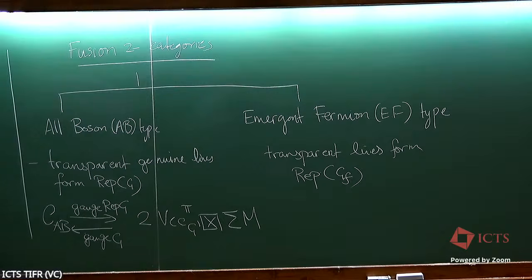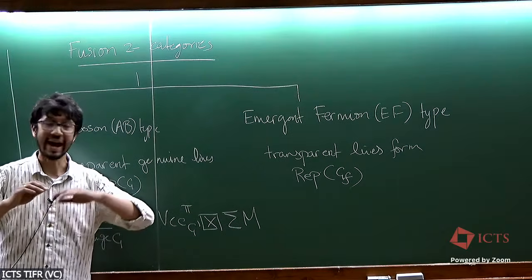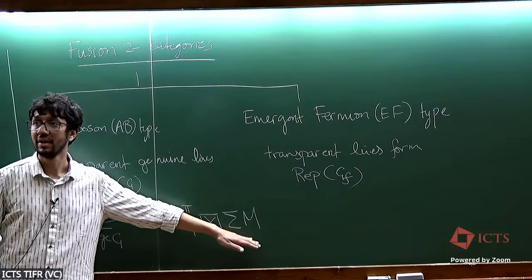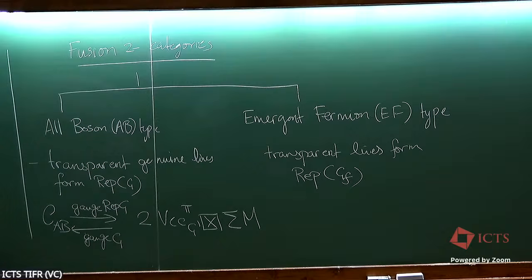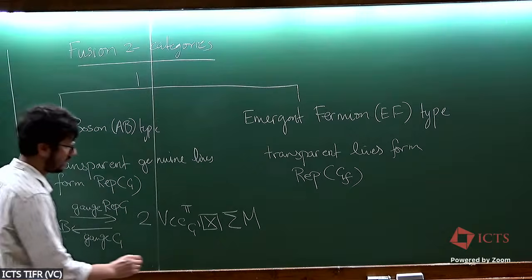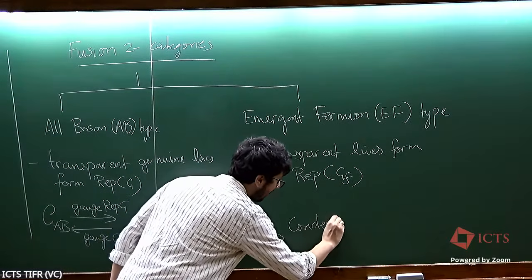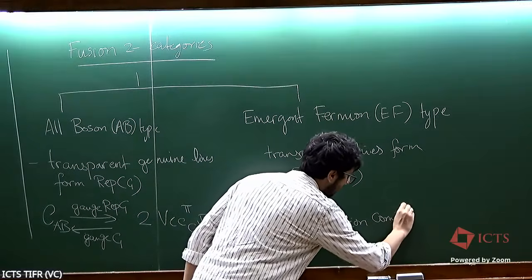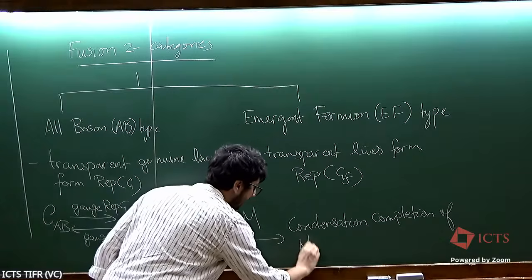So this is just, so M is some modular tensor category, so it has some lines, and you can add all possible surfaces that are constructible using those lines. And that's what I'm calling sigma M. It's the condensation completion of M into a two category.